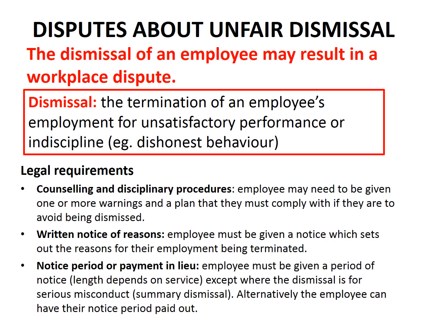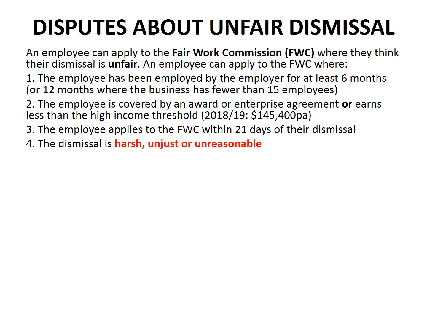The exception is that where the dismissal is for serious misconduct, then the employer may fire the employee on the spot. That's called summary dismissal, where there is no notice period of dismissal being given. An alternative to giving a notice period is for the employer to pay out the employee their notice period. That means the employer will pay the employee the number of weeks' wages that would otherwise be paid to them during their notice period. Where an employee believes that their dismissal is unfair, the employee may be able to apply to the Fair Work Commission.